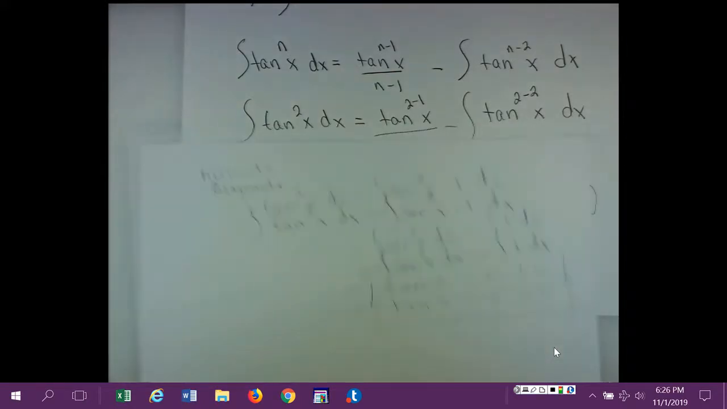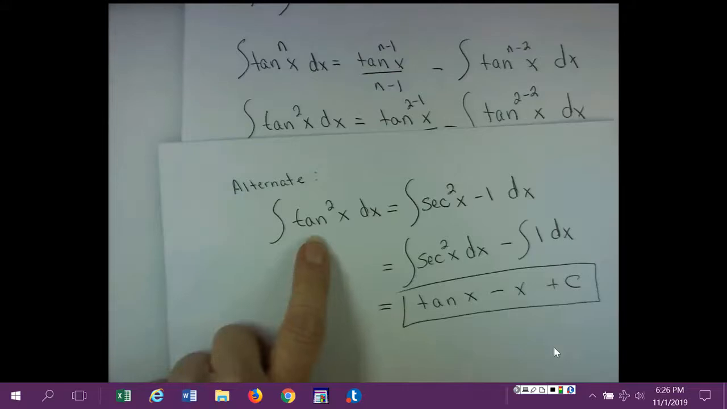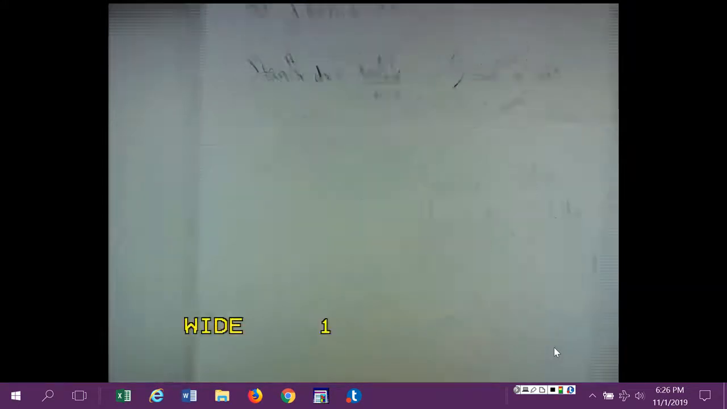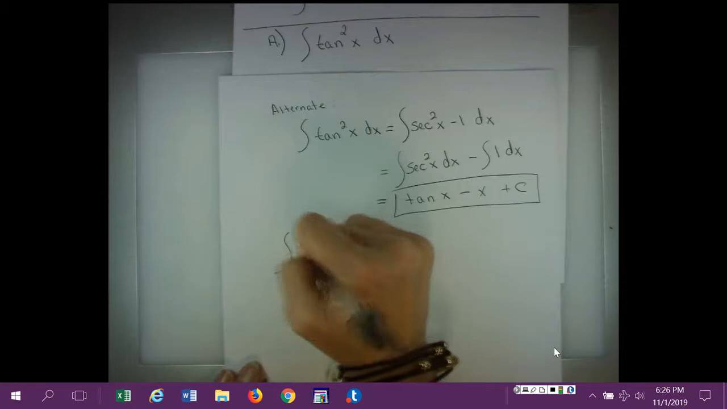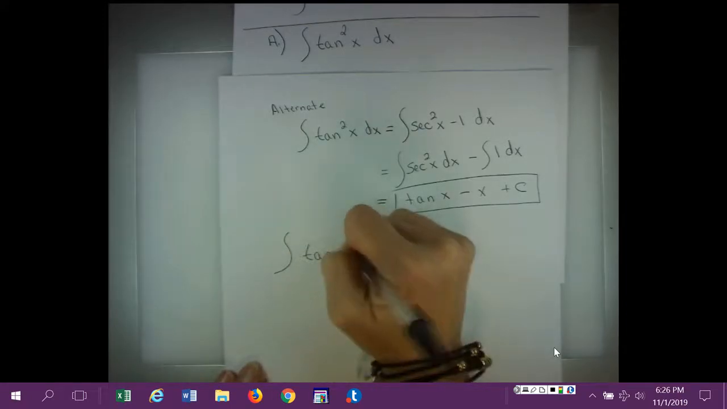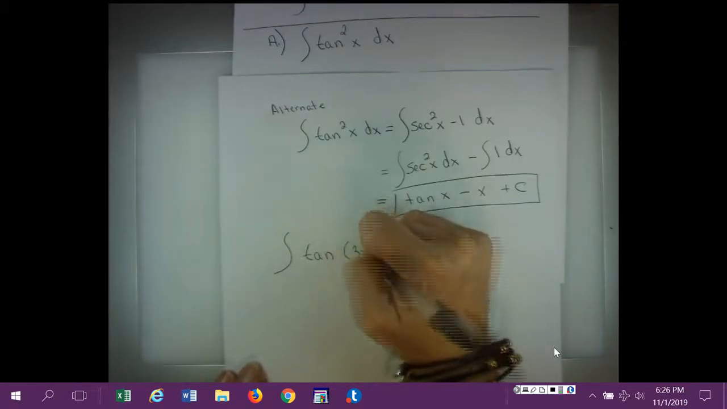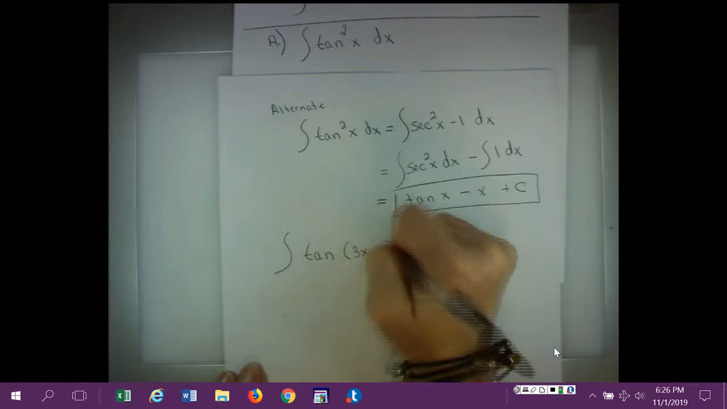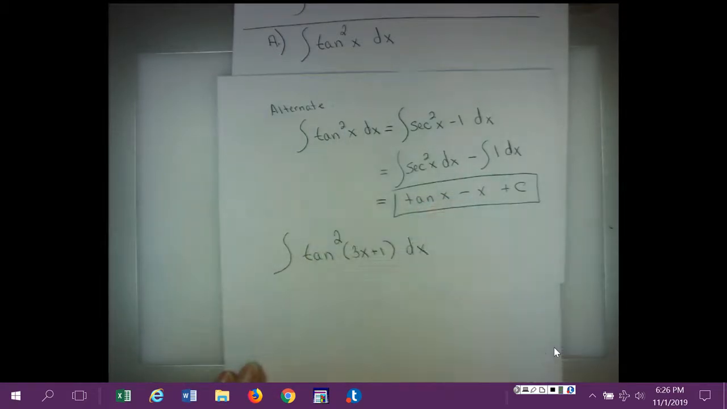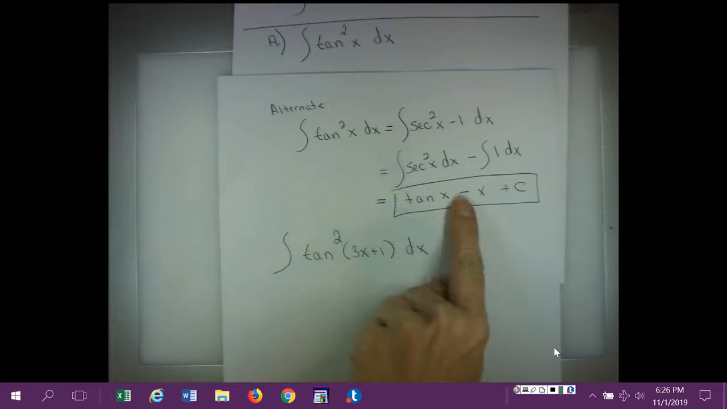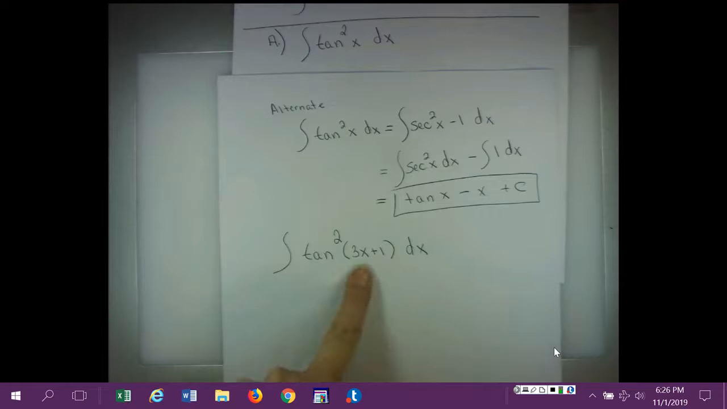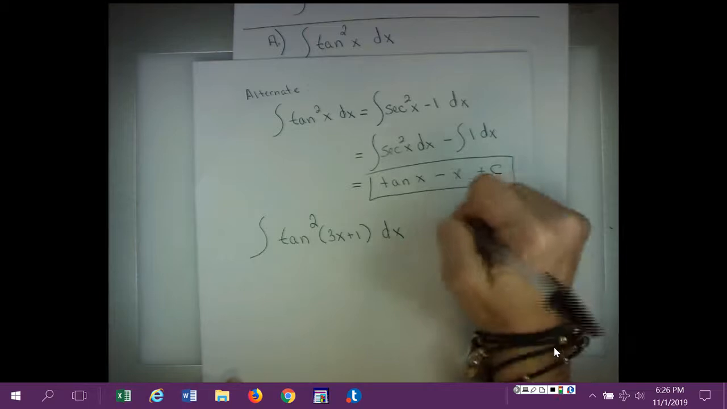On a test, I would not ask you something as simple as tangent squared. It's already a blue box special. So on a test, I would have to ask you for something more complicated, like tangent of 3x plus 1 quantity squared. So you would do your u sub first. Once you changed it over to u, you go to your blue box formula, which is tangent u minus u plus c. And then you'd have to go all the way back to x because u is 3x plus 1. So it's the same technique as usual. I'll show you quickly.